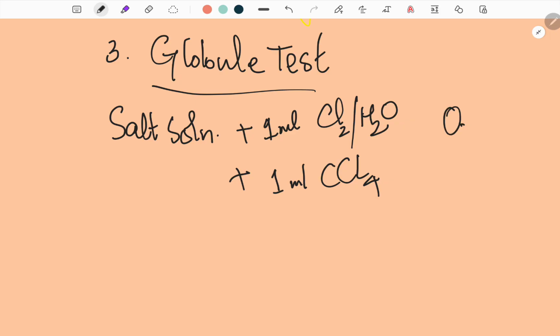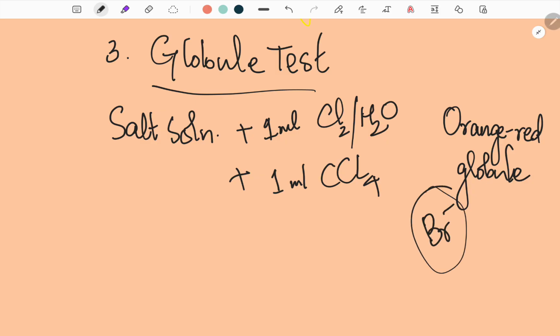And when you are shaking it, if you're able to see an orange-red globule formed, orangish in color, or kind of a light red color, then that means bromide ion is present in your salt. So this is the confirmatory test for bromide. And with that, we are done with the halides.